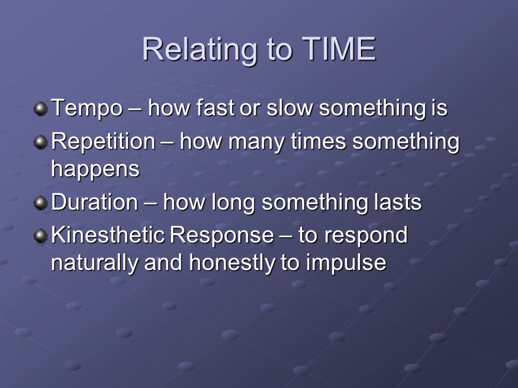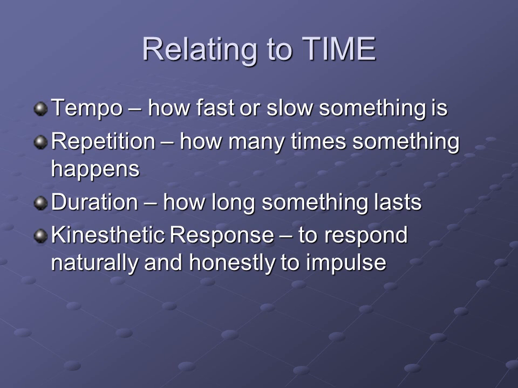Repetition is how many times something happens. The more it happens, it changes the meaning of it. If something happens 1 time, it's different than if it happens 20 times. Duration means how long something lasts. It's related to repetition, how many times something happens.